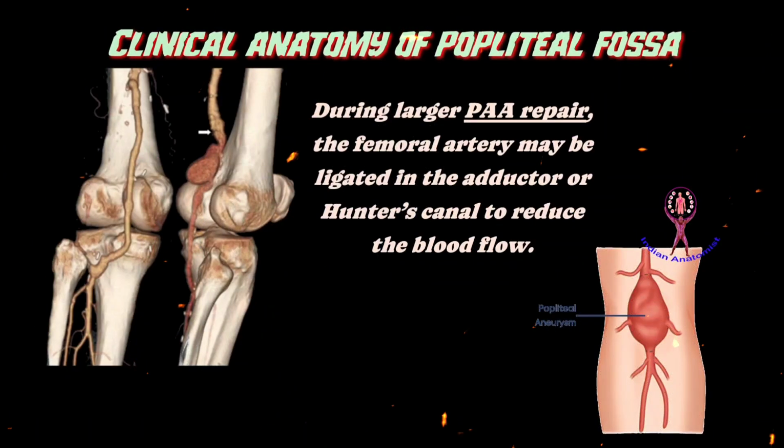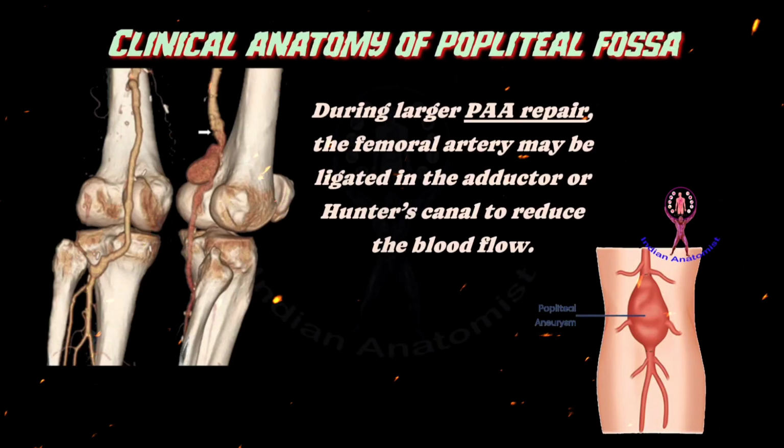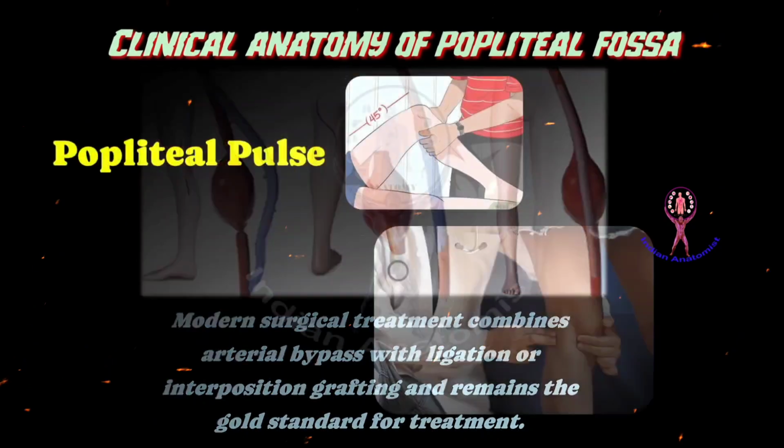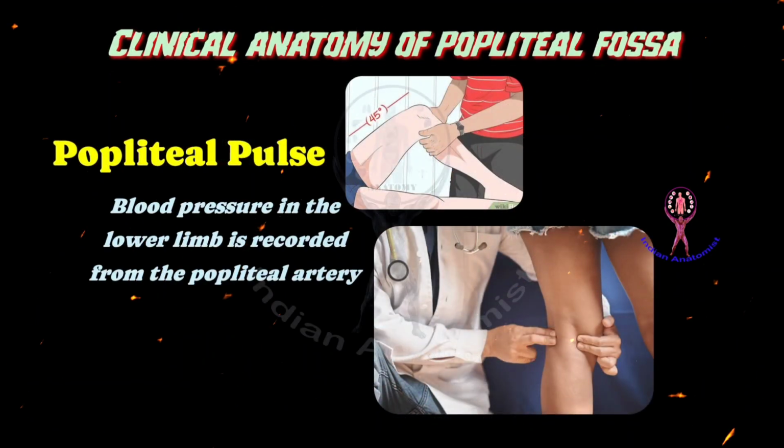During larger popliteal artery aneurysm repair, the femoral artery may be ligated in the adductor or Hunter's canal to reduce the blood flow. Modern surgical treatment combines arterial bypass with ligation or interposition grafting and remains the gold standard for treatment. Second one is popliteal pulse. Blood pressure in the lower limb is recorded from the popliteal artery.